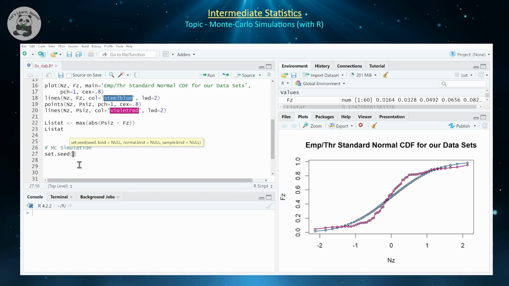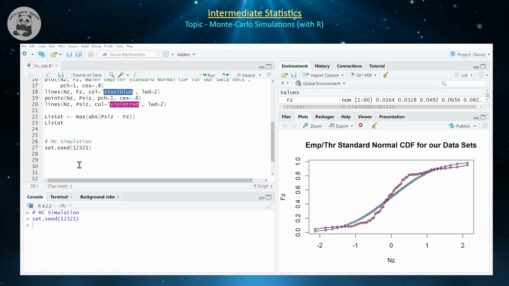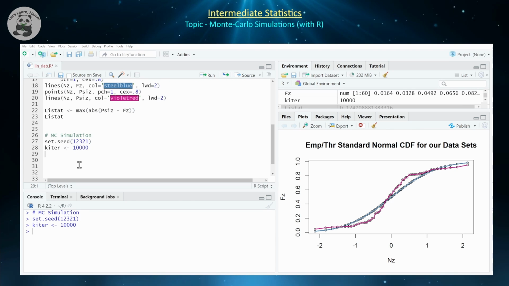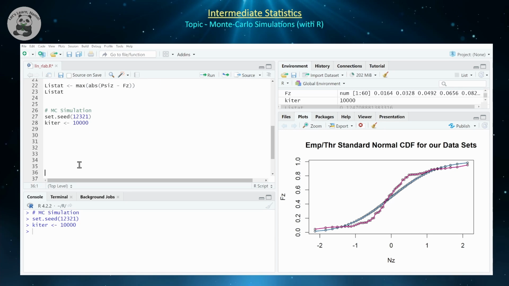So what I want to do is just set a seed. Let's just do 1, 2, 3, 2, 1. You can choose whatever number you want, but if you want the same answers as me, then you should be using the same exact seed as me. So let's define the number of iterations that we want to do. Let's just do 10,000 just to keep things short. But of course, if your computer can handle more, it's going to take longer. But you can always increase that a little bit later in case you really want to.